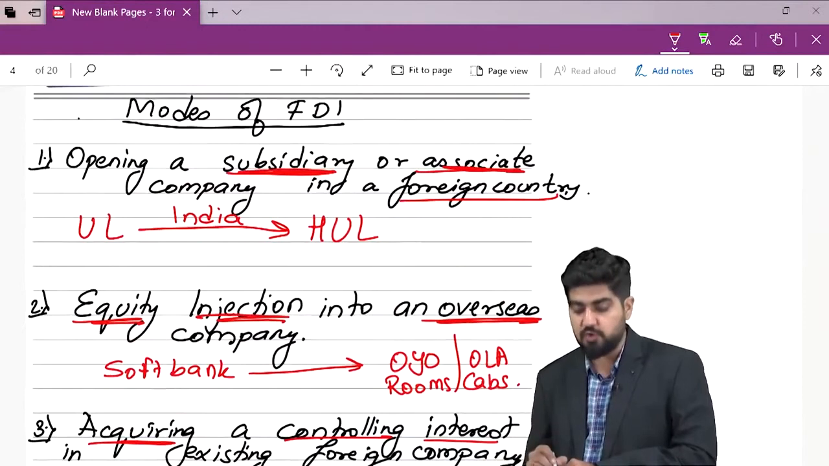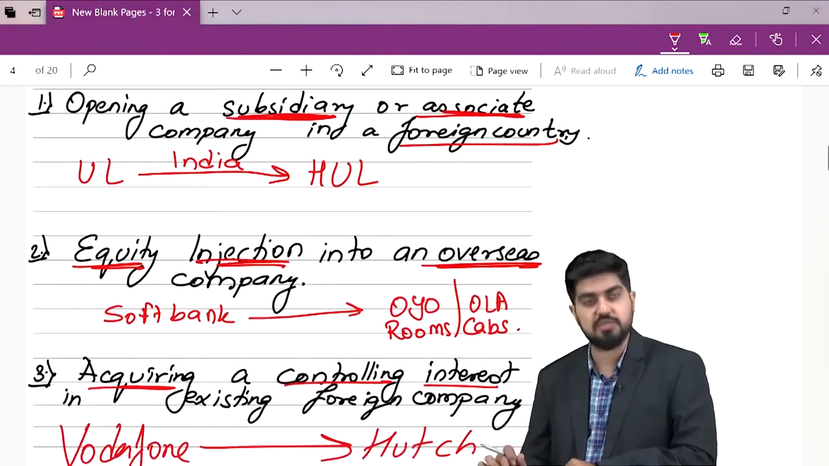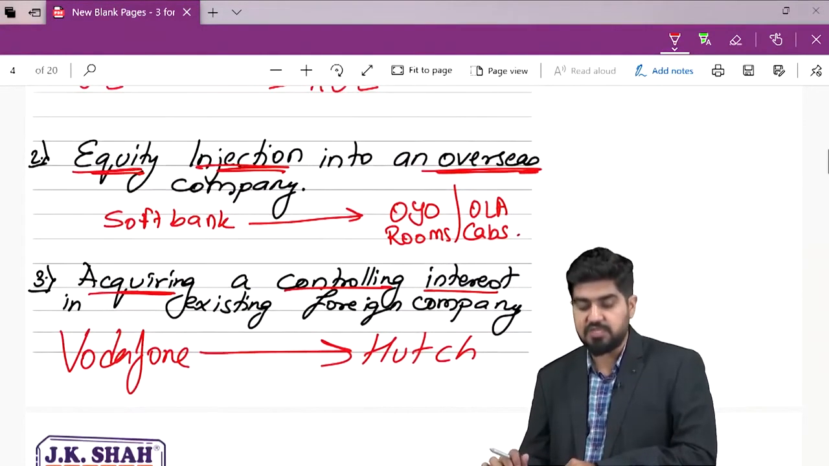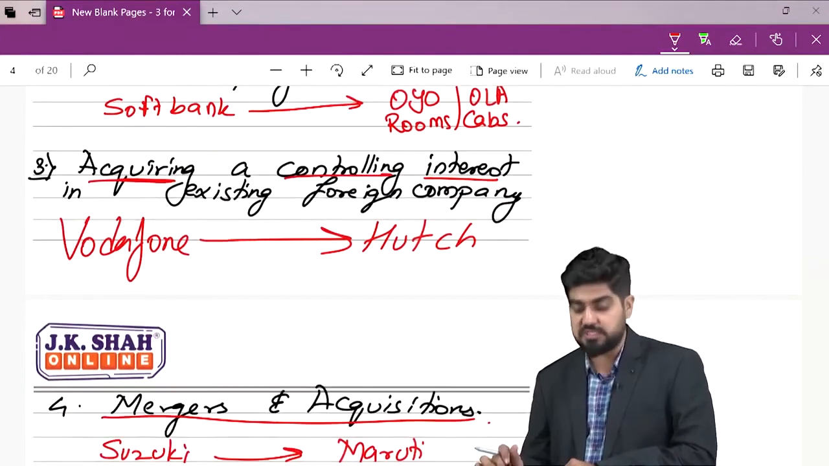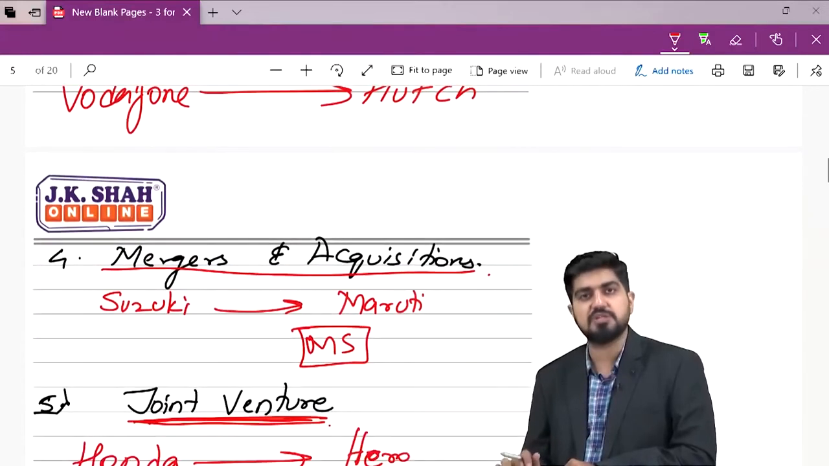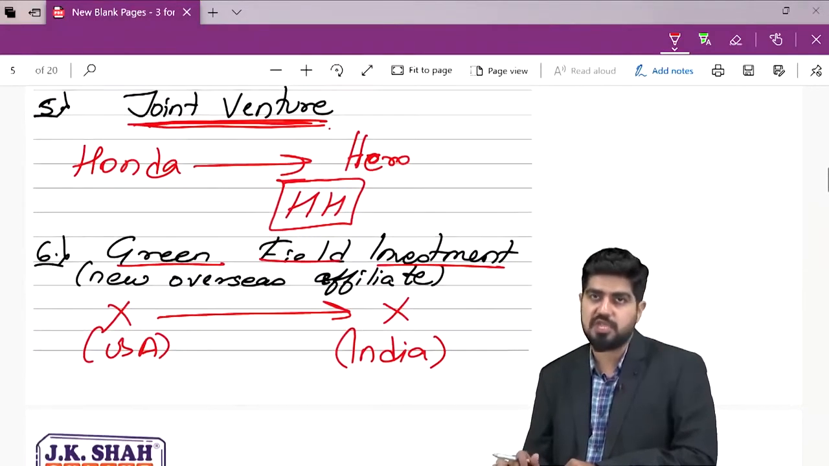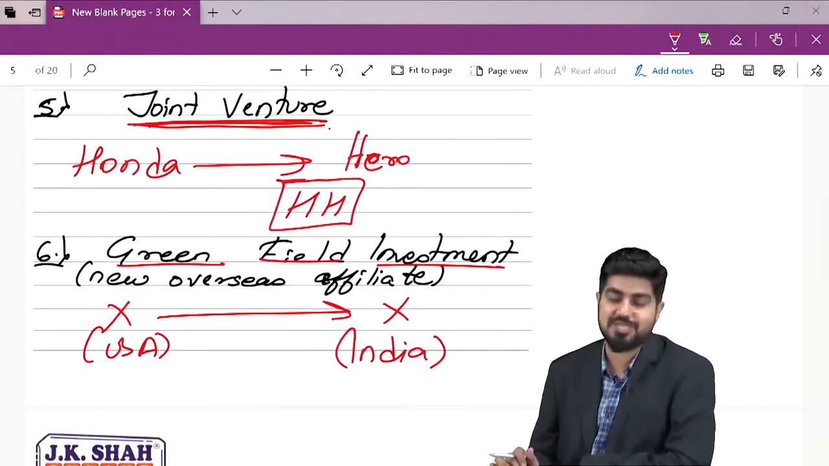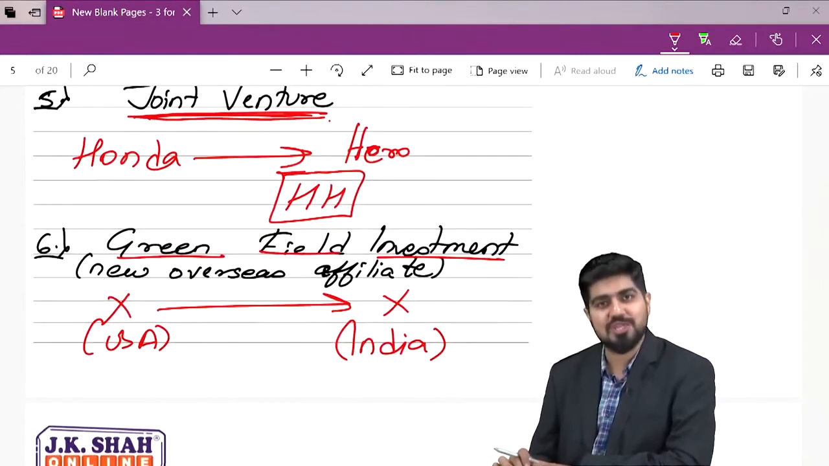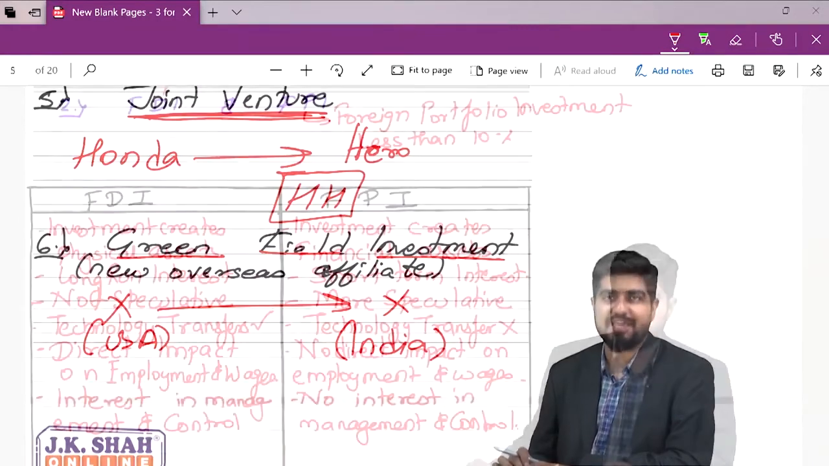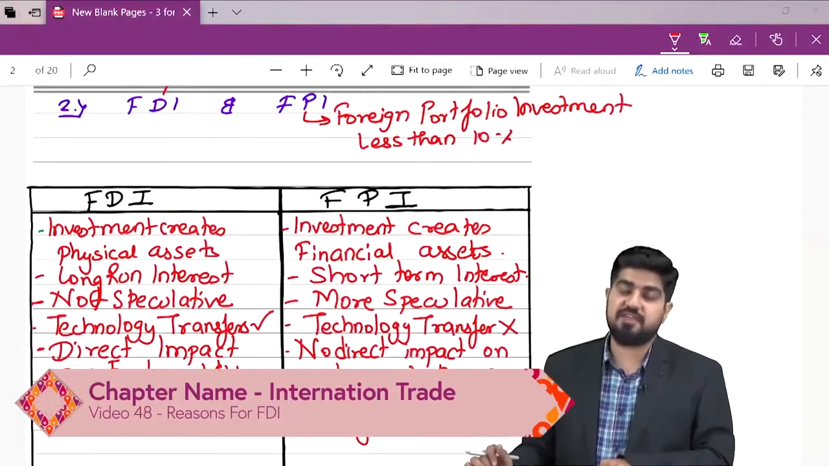Okay, first one was opening a subsidiary or associate company in a foreign country, equity injection into an overseas company, acquiring a controlling interest in existing foreign company, mergers and acquisition, joint venture, and last one would be greenfield investment. I hope you are very clear in this part. Now let's go ahead to the next answer, that will be benefits of FDI. So that completes our FDI and FPI.